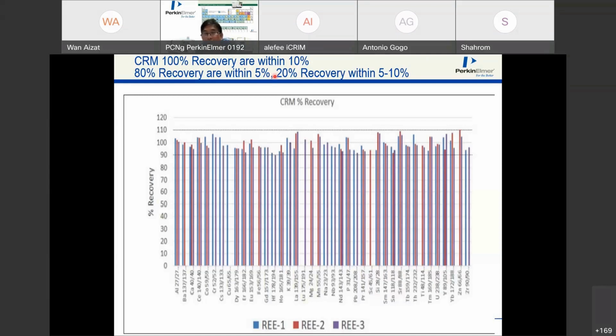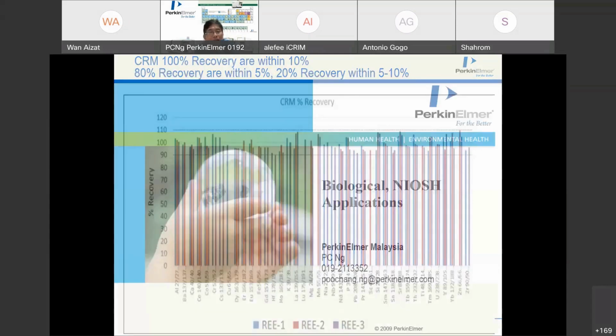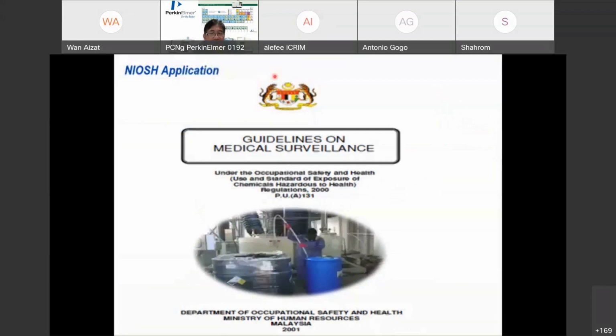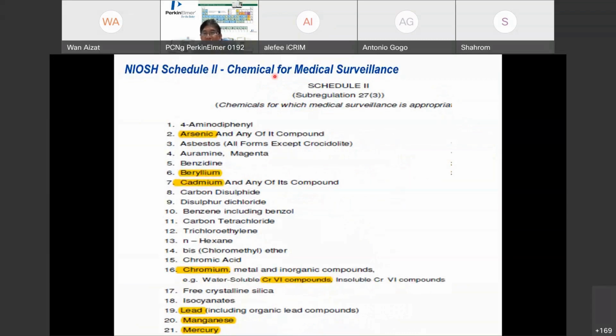Next, I will move to biological applications and also NIOSH applications. For biological samples, the NIOSH application basically means clinical samples. Clinical samples, like those used, I would say in Malaysia, at UMMC, the Malaysia Medical Center, PPUM or NIOSH. Of course, Jabatan Kimia also does it for forensic purposes. So let's say maybe we take some guidelines, like this NIOSH guideline from Malaysia. For this, Malaysia lists what elements need to be checked for occupational safety and health of those workers.